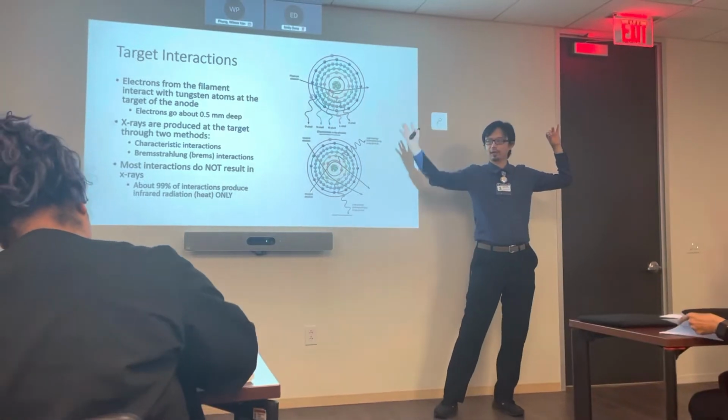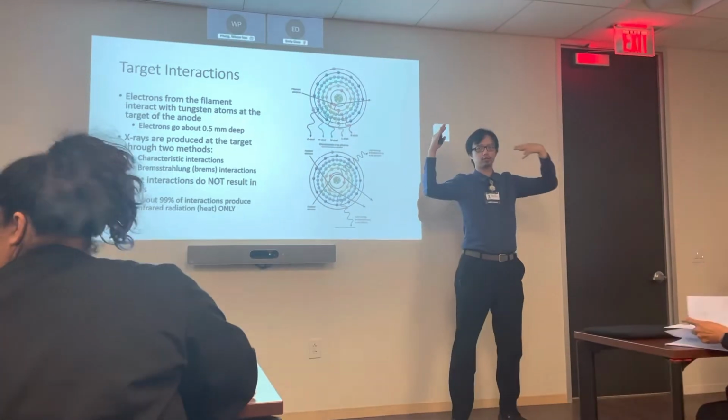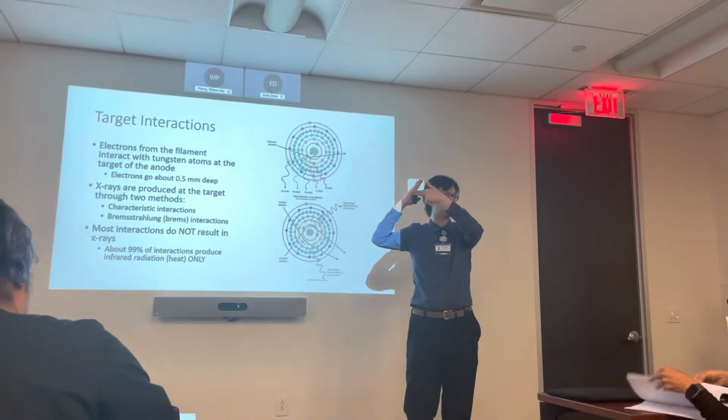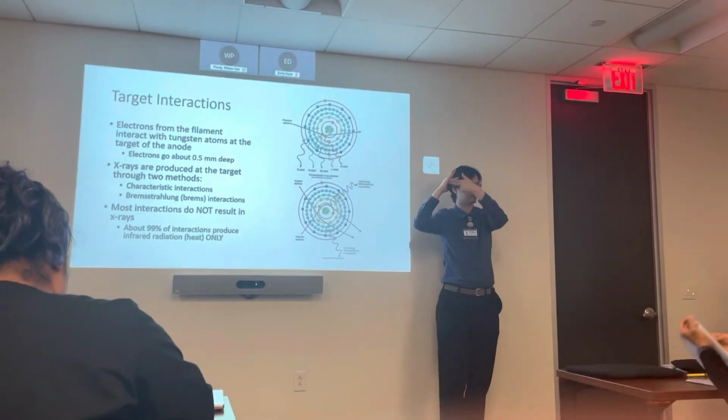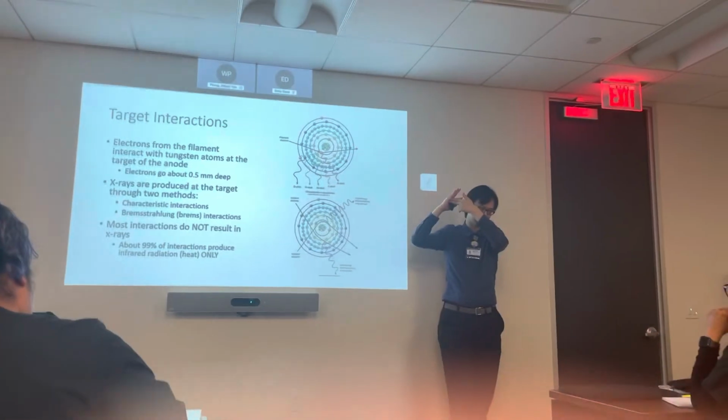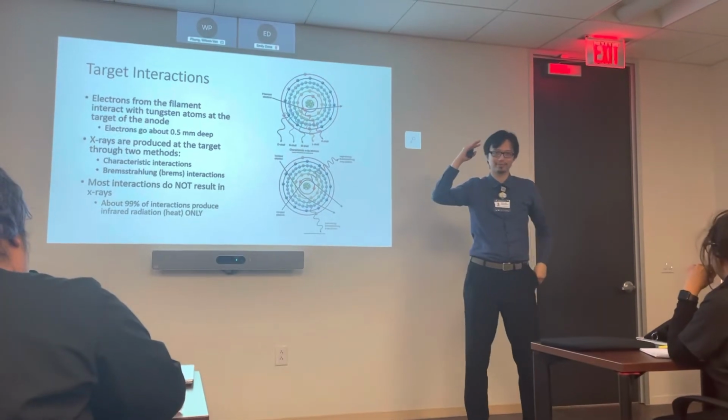Cathode is negative, anode is positive. Electrons shoot across, they hit the target, and what happens when those electrons hit those tungsten atoms at the target? They create X-rays. And then the question is, how?